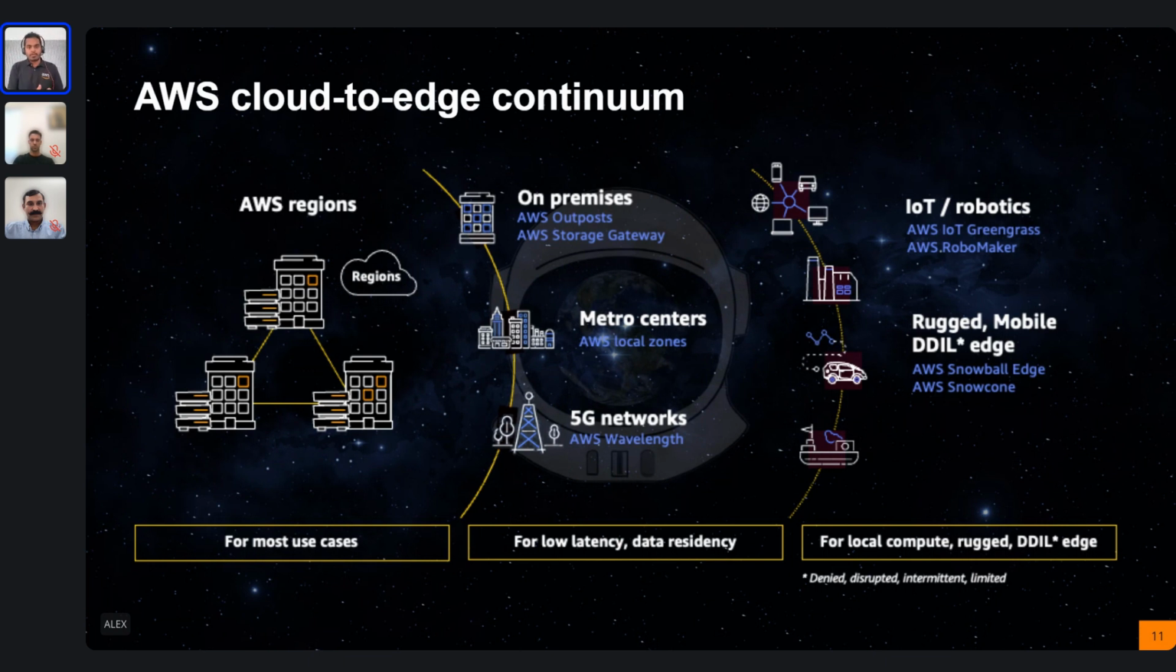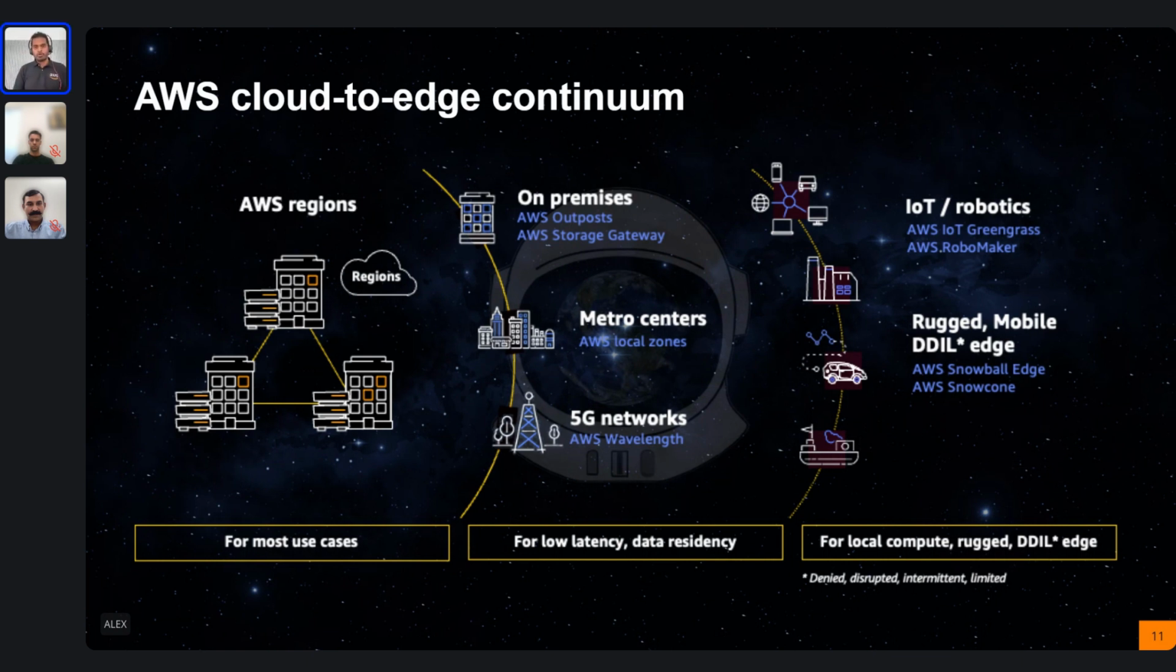And that's where AWS started investing in edge services, where we have Outposts, which extend your region with AWS hardware inside your own data center and extend services from the AWS region to your own data center. So you can really have a seamless user experience deploying whether in region or inside your own data center.